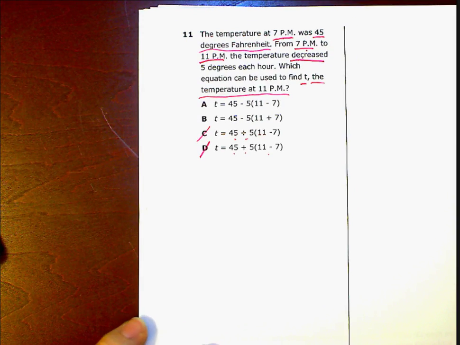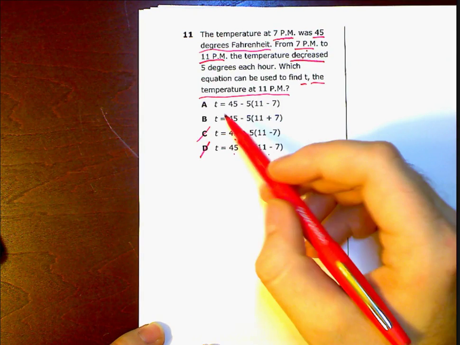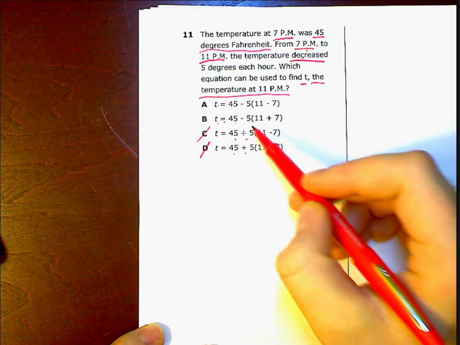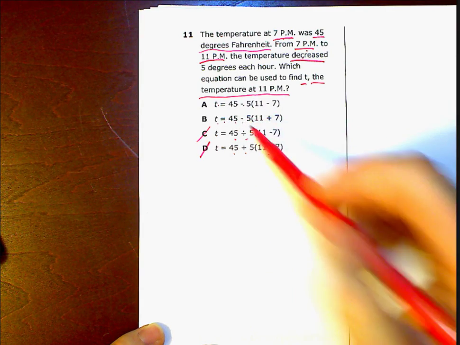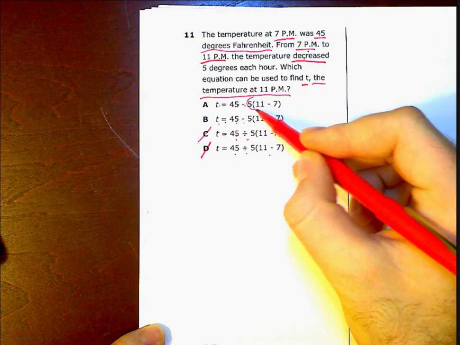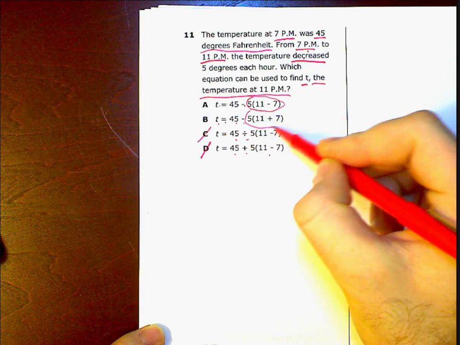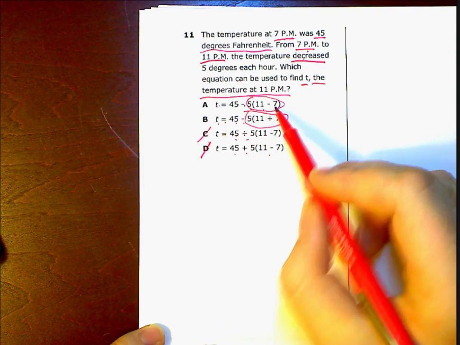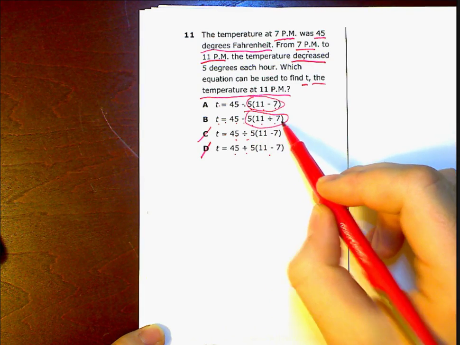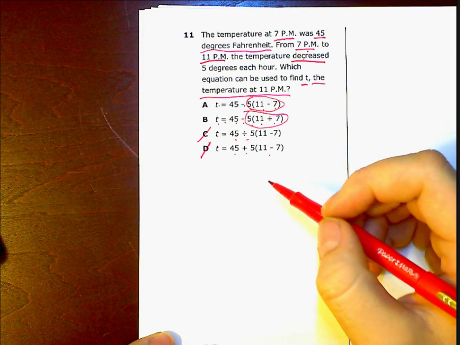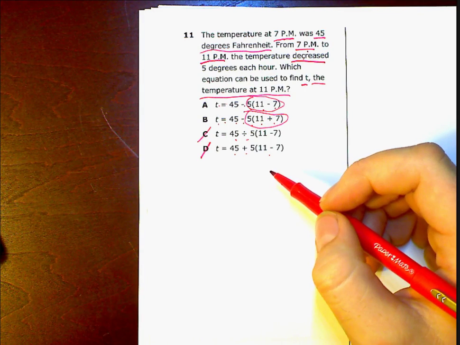So let's look at A and B. T is what we're finding. We know it's an equation. 45 is our initial, and we're subtracting. So all of these are good. The only thing left is to analyze this part of both of these equations. One of these says 5 times 11 minus 7. One of these says 11 plus 7. Okay, so let's say we wanted to write our equation with a variable.